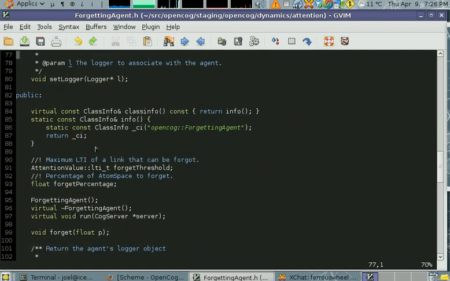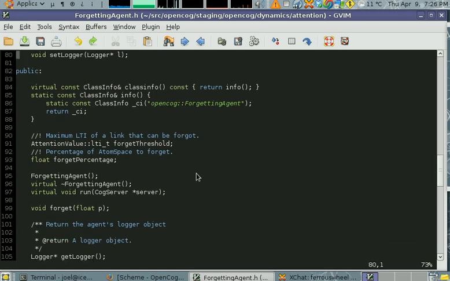There are two parameters to the mind agent. The first is the forgetting threshold here, and the other is the percentage of atoms to forget. Here I put maximum LTI of a link that can be forgotten. That's just me erroneously putting in assumptions from the work I was doing with the Hopfield network. It's actually any atom at all that can be forgotten.